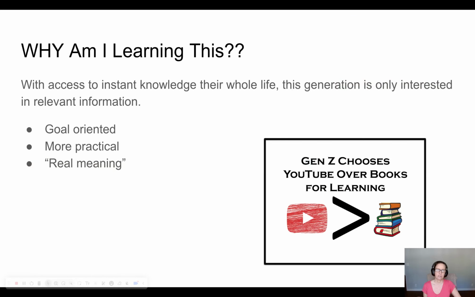So, why am I learning this? This generation has had access to instant information their entire lives. Google, YouTube, and now AI are all just part of their normal. They don't just want information, they want relevant information. They're incredibly goal oriented and practical. If something doesn't feel useful or meaningful to their lives, they'll tune it out.